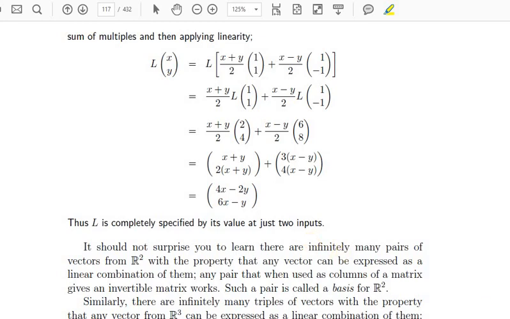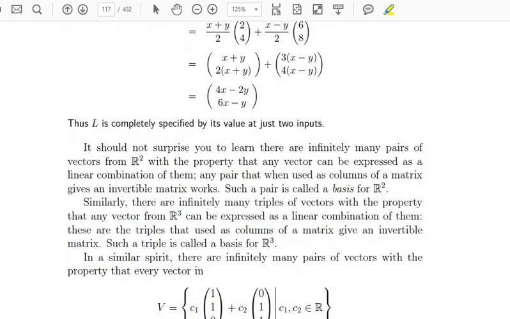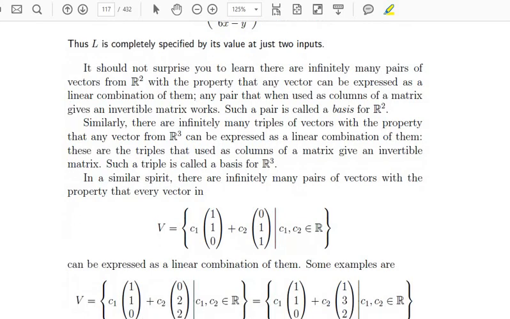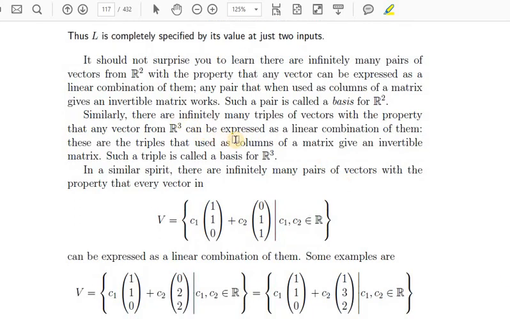In the same way, I can use triples of vectors in R3 to specify a linear function in R3. Now it turns out I need a triple. Two is not enough. Now I can go even farther. If I think of this vector space, which is defined by the linear combination of these two vectors, I don't need to choose these two vectors in order to get this entire vector space.